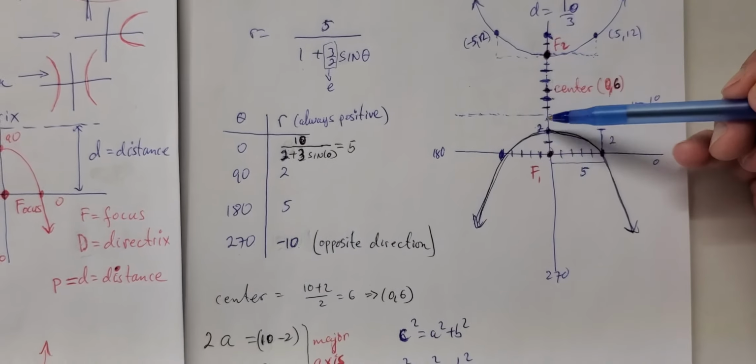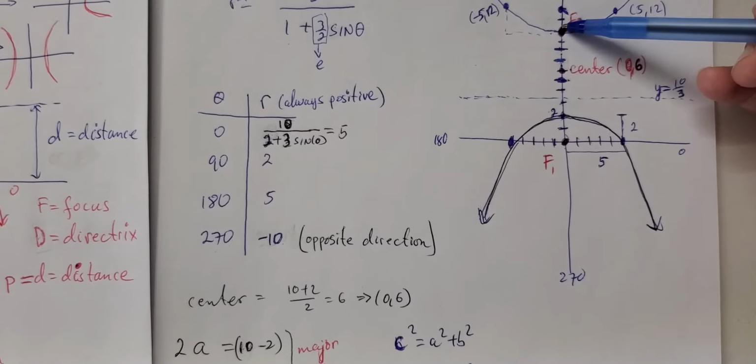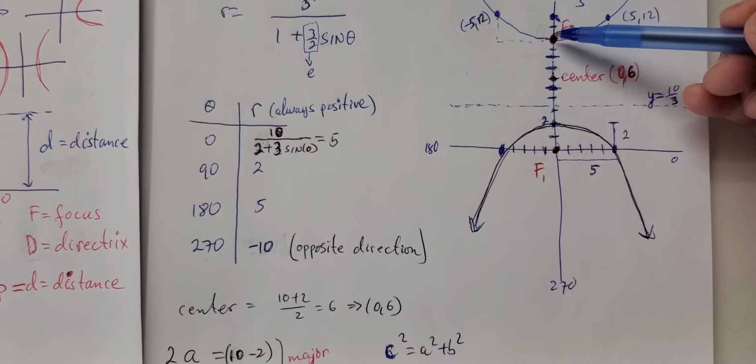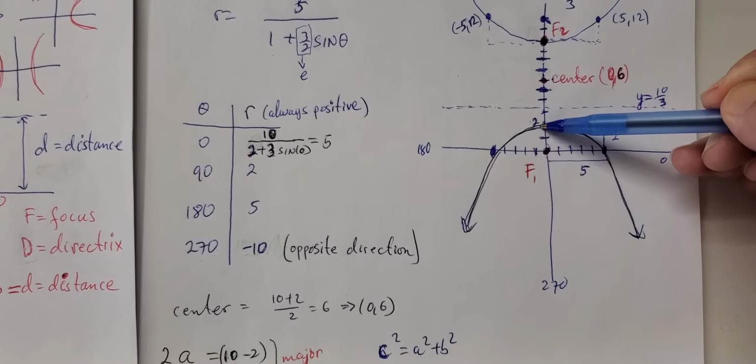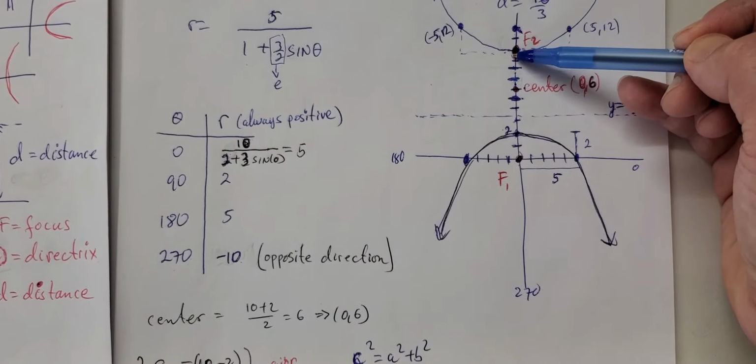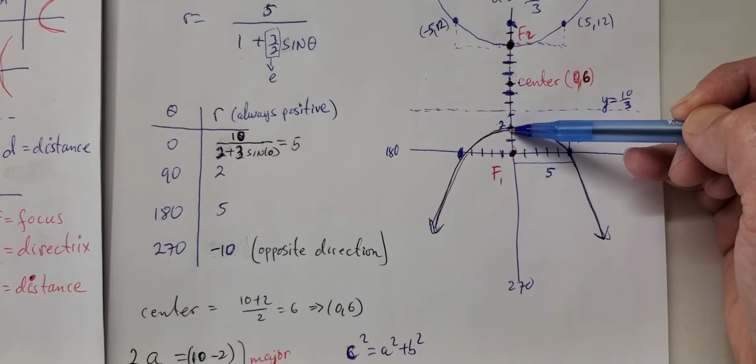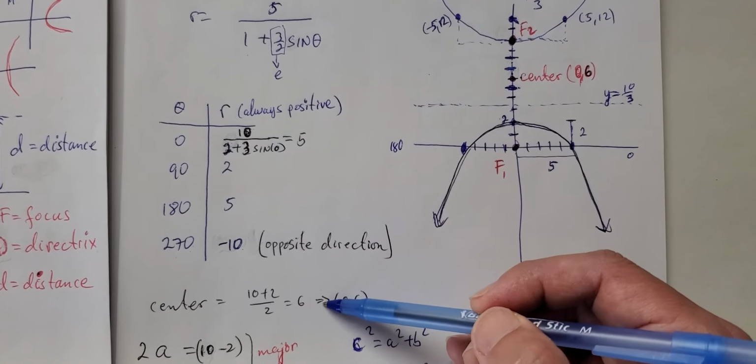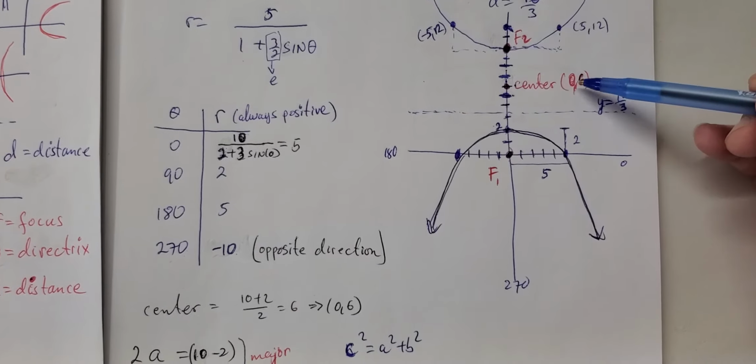Now how do I get the center between this vertex and this vertex? All you have to do is just take 10 plus 2 and then divide by 2. One more time, 10 plus 2 divide by 2. So that gives me 6. So our vertex is 0, 6.